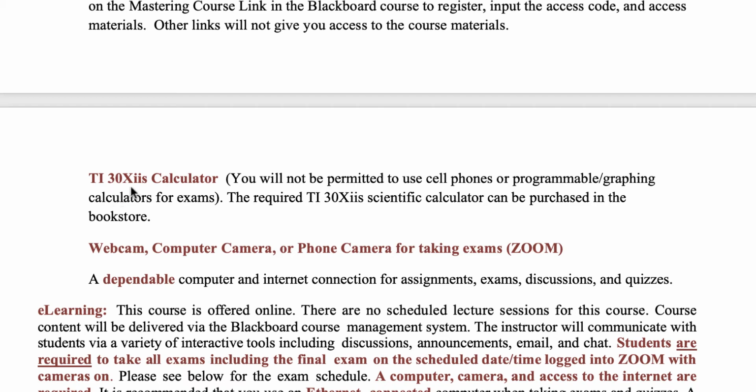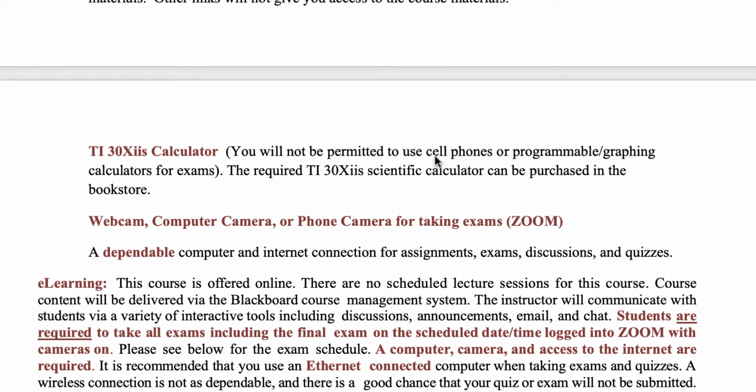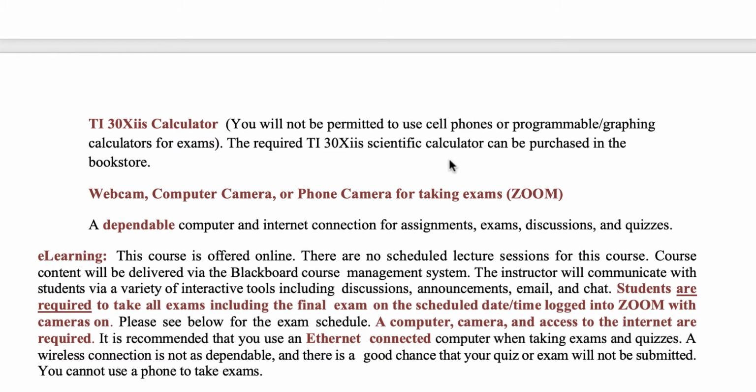You need a TI-30X calculator. It's a scientific calculator. You can use any scientific calculator, but when you're taking an exam, you cannot use a cell phone or a programmable or a graphing calculator. Those cannot be used. You can pick up the TI-30X, but I wouldn't get it at the bookstore. It's probably about $18. I'd pick it up at a store like Target or Walmart, somewhere like that. You can pick one up for somewhere between $10 and $12. And be careful on Amazon, because I've seen them selling for $35.